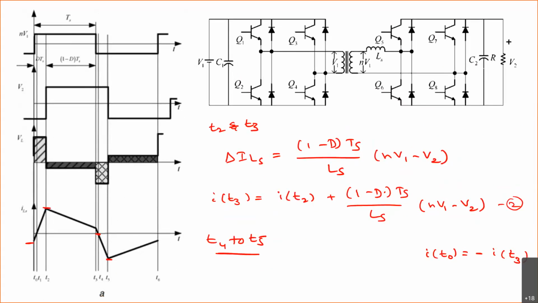Between T4 to T5, how does this inductor current behave? It is ILS, right? This is minus. So what is the voltage across this inductor? It is minus of NV1 plus V2. Therefore you can write, this period is DTS, so that is minus DTS by LS into NV1 plus V2.